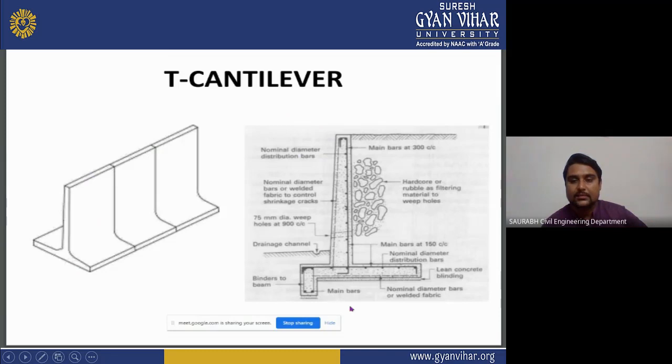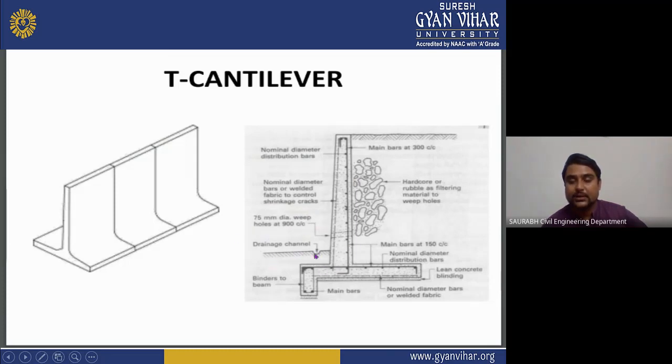And here there is also some design specification of the T cantilever. As you can see, nominal diameter distributed bars are provided on the back side of the T cantilever retaining wall, and nominal diameter bars or welded fabric to control shrinkage cracks are also provided here, and 75 dia weep holes at 900 center to center are also provided here. And this is your drainage channel.